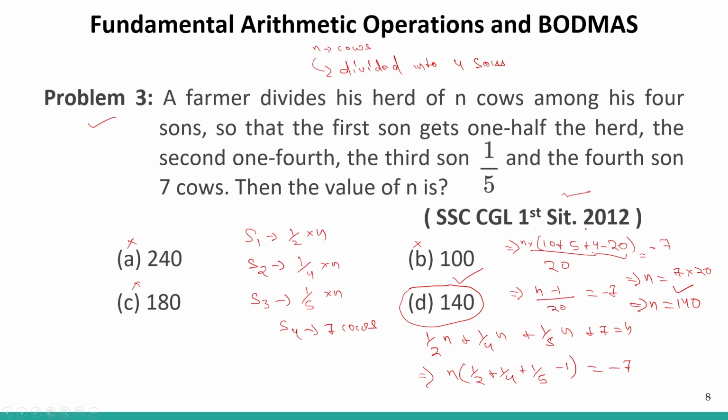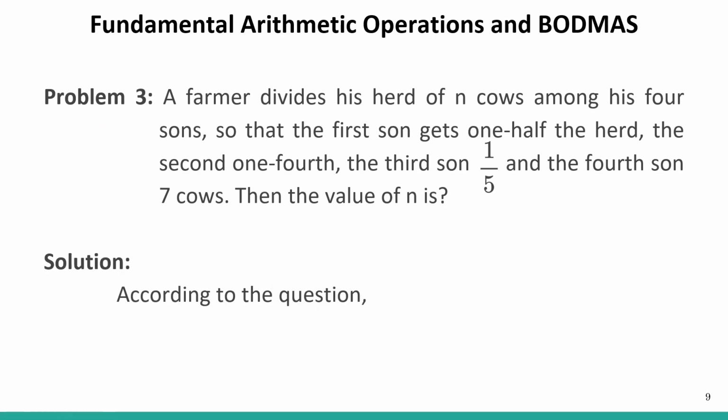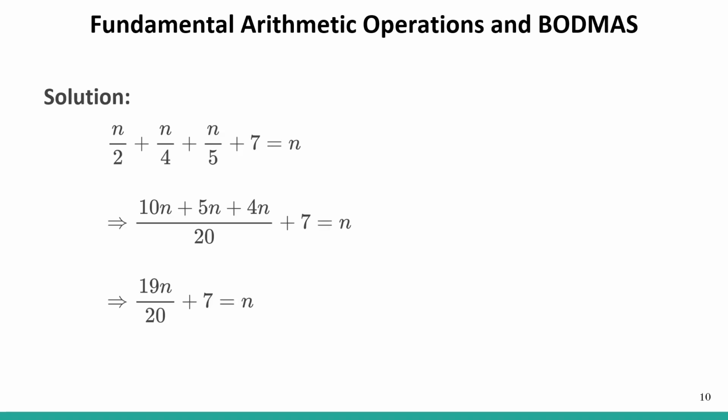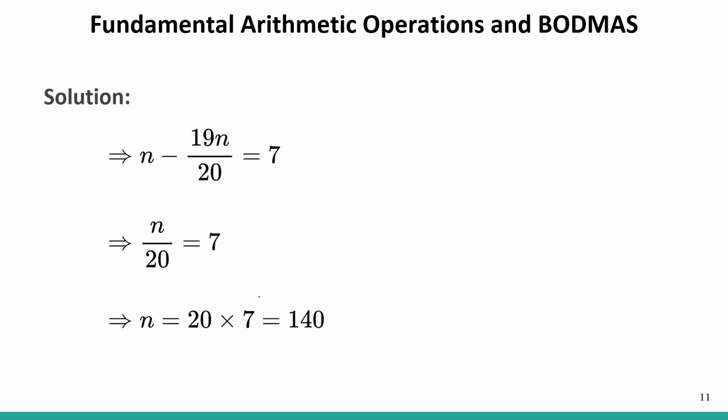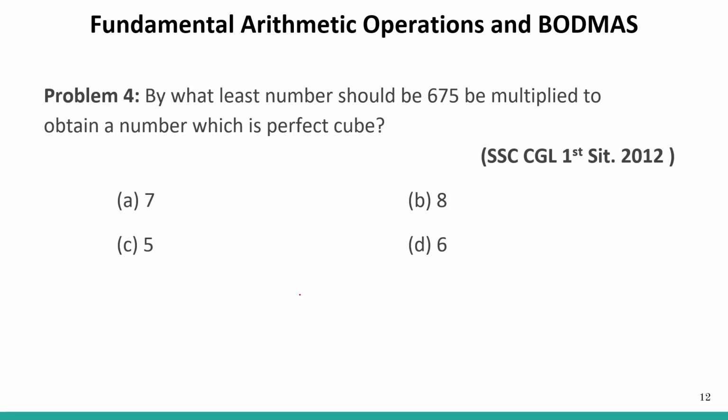Let's see the next question. Let's see the solution step by step. Here you can see we got the algebraic equation n/2 + n/4 + n/5 + 7 is equal to n. Then we solved it and what we got was the answer 140. Let's see problem number 4.